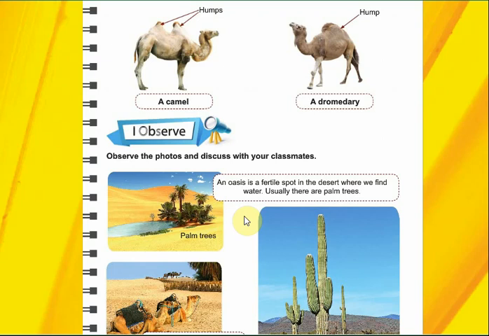Okay? That's why very few animals can adapt to it. Few animals can live in the desert. Okay? Like the camel, the dromedary. We can find also palm trees in the oasis and cactus. Okay, these are some of the plants and animals that can adapt to the desert.